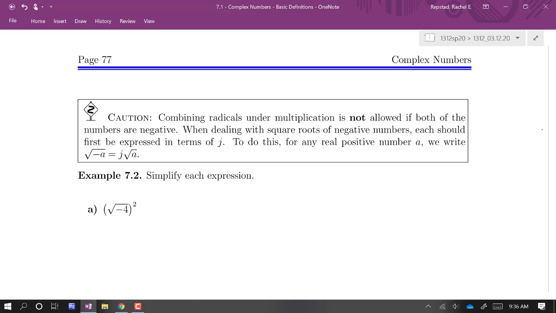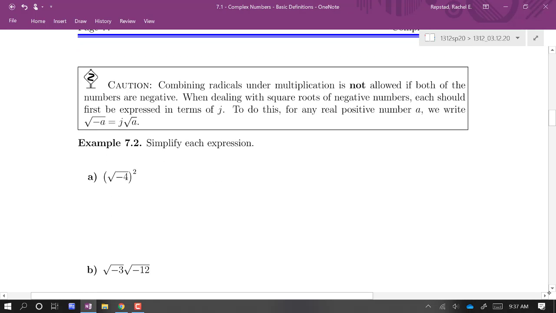So to illustrate why, I'm going to look at a couple of examples. Now, the square root of -4 squared. I'm squaring the square root of -4. I know this means that I'm going to take the square root of -4 and multiply by the square root of -4. When you square the square root, we know that means we should just undo the square root. It should give us -4.